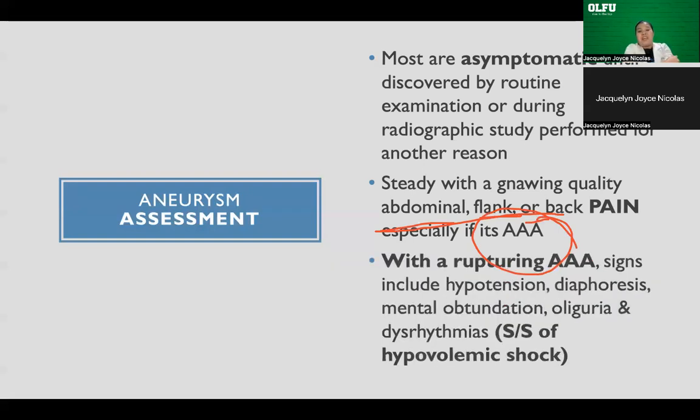Now, if the AAA, abdominal aortic aneurysm, ruptures, siyempre there is increased bleeding. What will happen kapag nagbi-bleed? So there is hypotension, di ba? Bumabagsak ang fluid volume. So there can be diaphoresis.